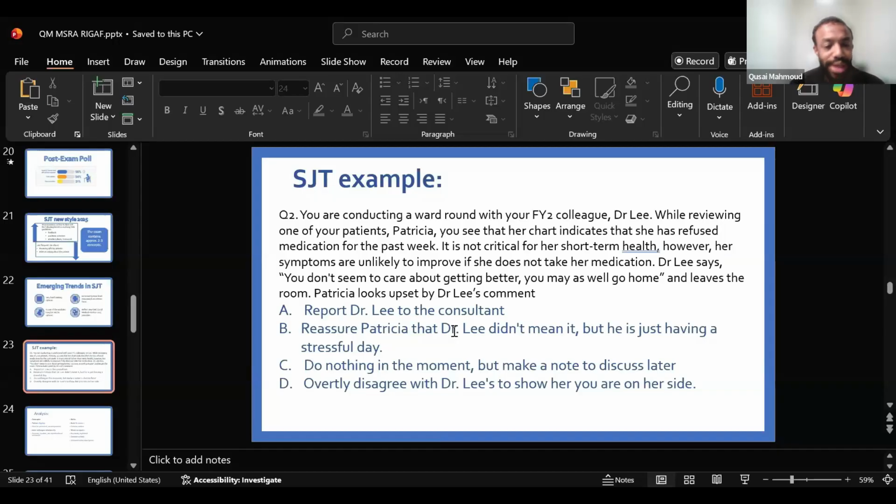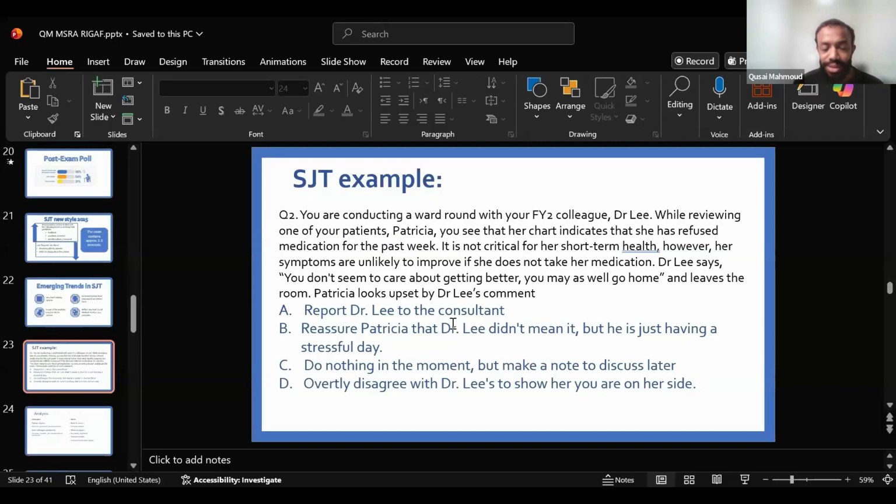So in Delta, D, overtly disagree with Dr. Lee to show the patient you are on her side. This is pretty much similar to A. I'm standing with the patient against my colleague. So C would be the best option, Charlie, and B, Bravo, would be the worst one, because I'm telling her, expect us to mistreat you every time we have a stressful day. That's not acceptable. So Charlie is number 1 and Bravo is number 4.